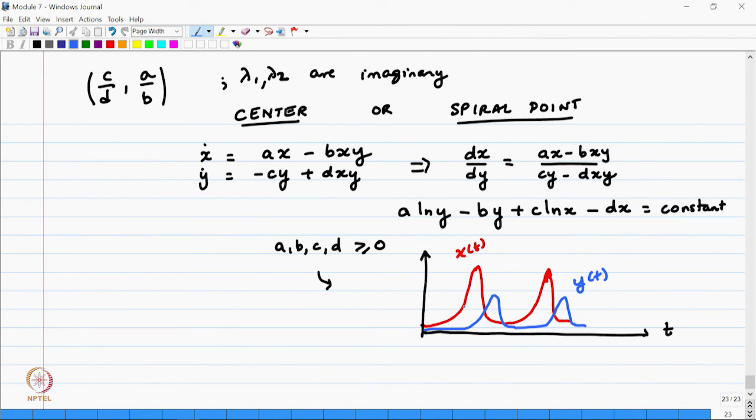Then once x becomes large enough, y starts increasing very rapidly, because of the d term. And what happens is when x is maximum, then y is really growing at a fast rate. And that causes x to go down, because y becomes large, this term minus bxy becomes substantial. So this causes reduction in x.